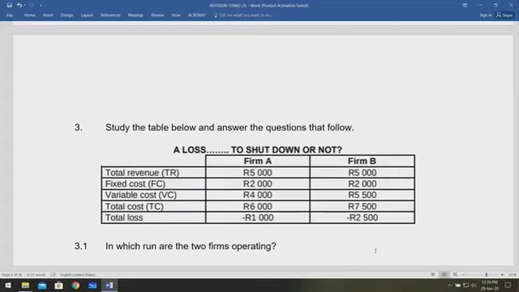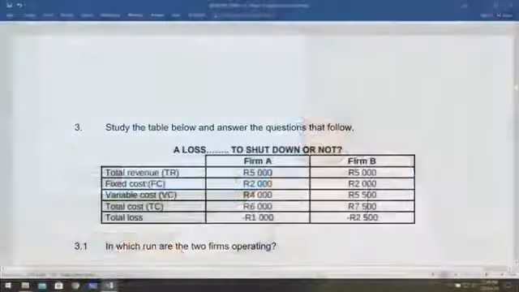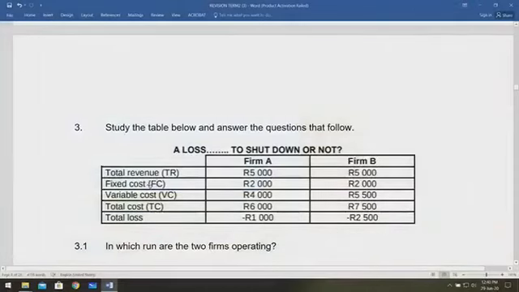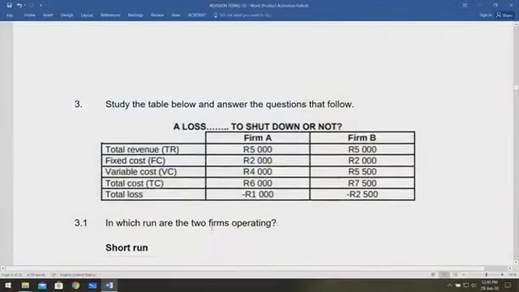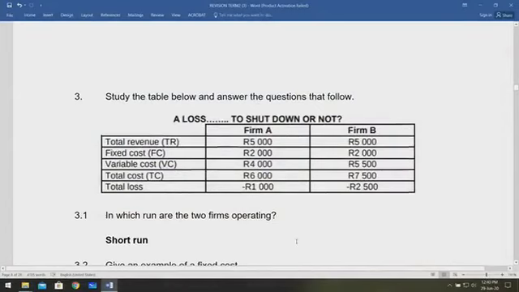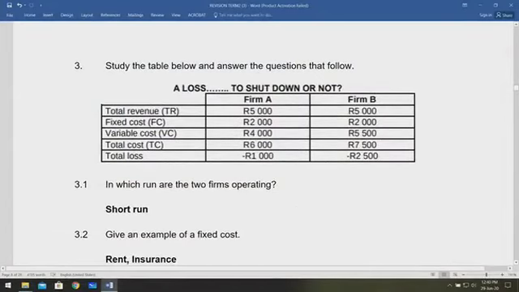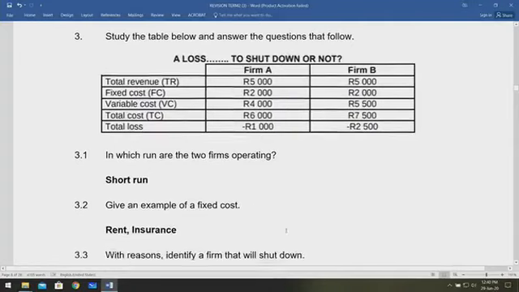Now, how would I know that? Remember what I said earlier on, the way we can distinguish between short run and long run is that in the short run, you have one particular variable fixed, but in the long run, everything becomes a variable. So you see here, you have fixed costs, which means some variables are fixed. Therefore, I know I'm dealing with a short run. Give an example of a fixed cost. I said this earlier on: rent as well as insurance. You can give either one.